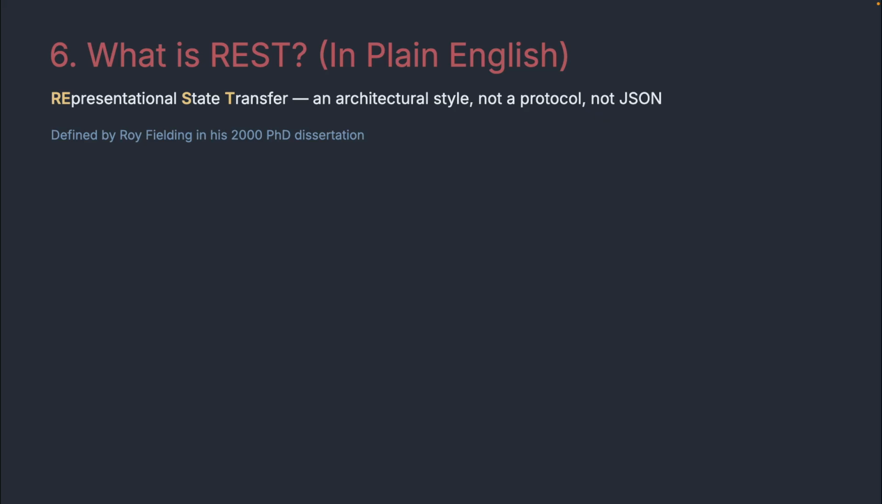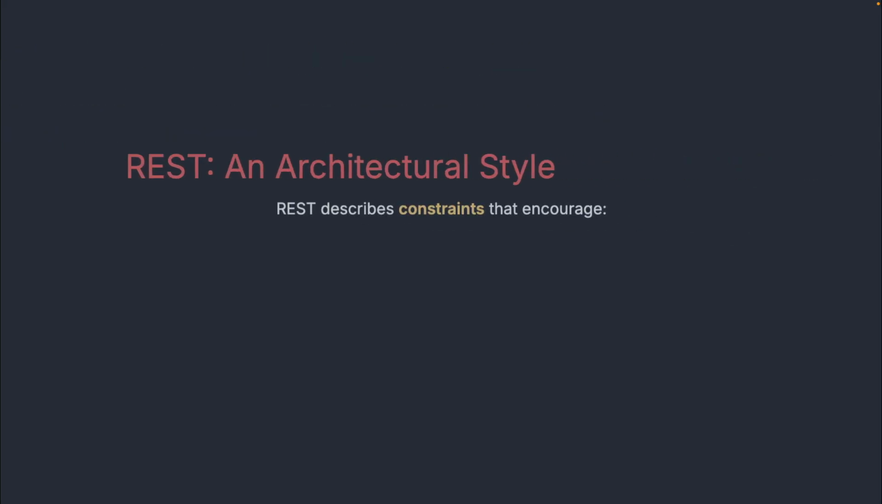REST travels on top of HTTP. So there's a critical distinction here. REST is not a protocol, it's not a specification, it's not JSON. It's an architectural design, a set of constraints. The name representational state transfer comes from the idea that the server transfers representations of a resource's state to a specific client.